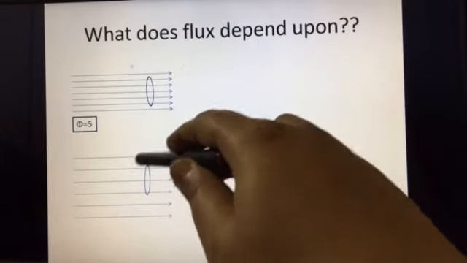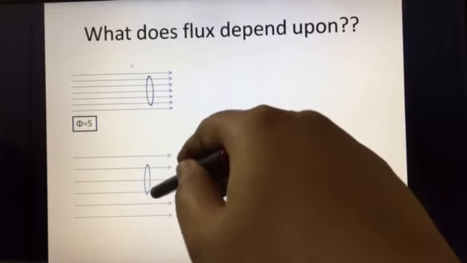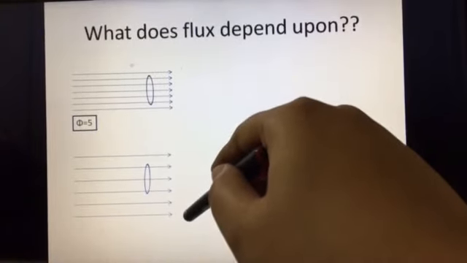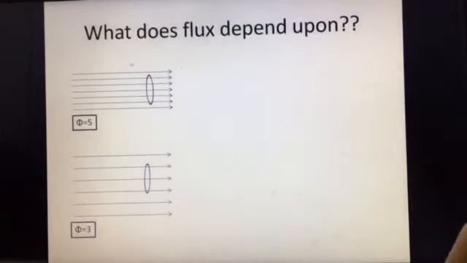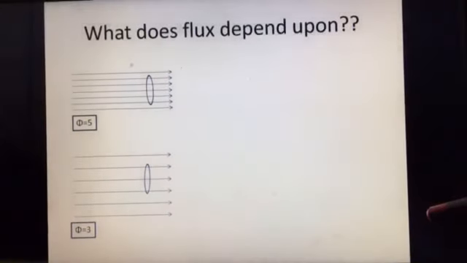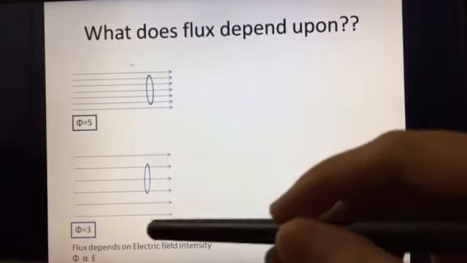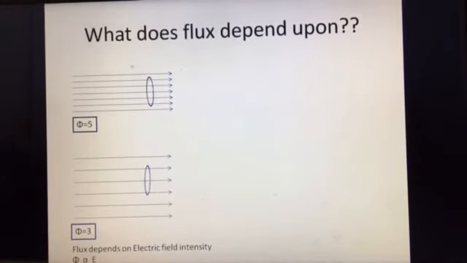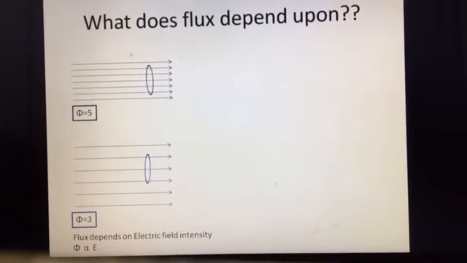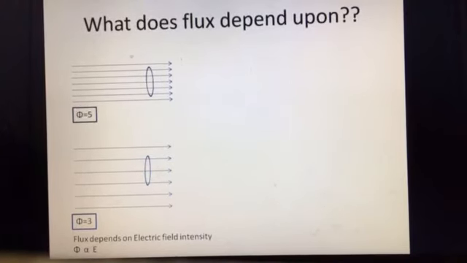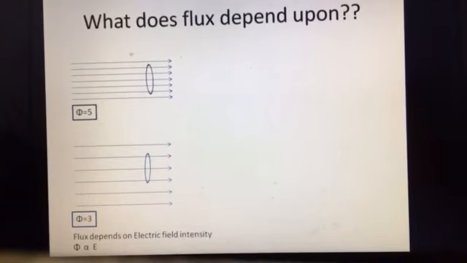So how many lines are passing through this same area? I have taken the same area over here. Only 3 lines. So if E is reducing, the flux is also reducing. See, flux has become 3. So as the field has reduced, flux has also reduced. So I can say that flux depends upon electric field intensity. So phi is proportional to E. As E increases, flux increases. As E decreases, flux also decreases.